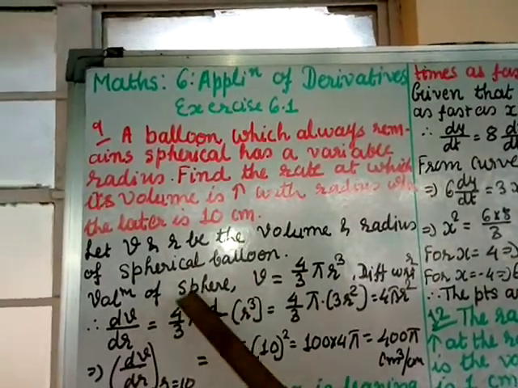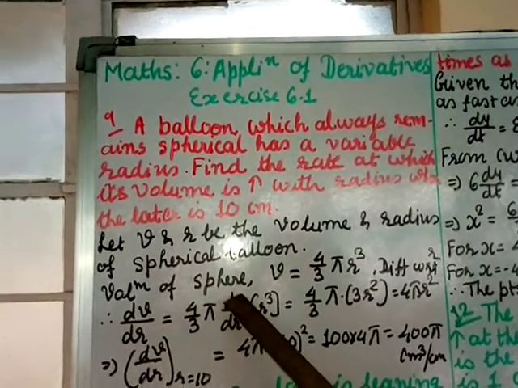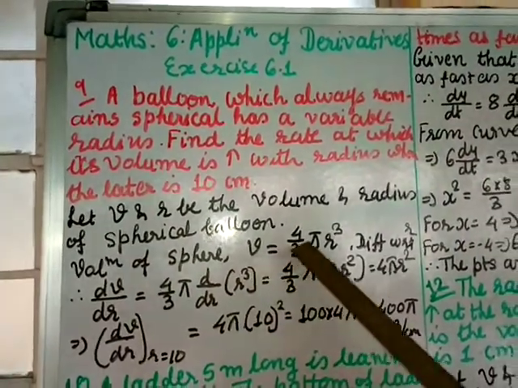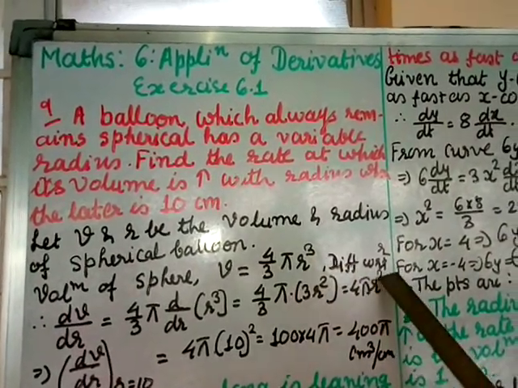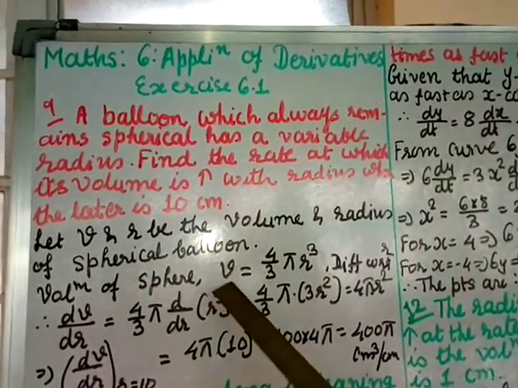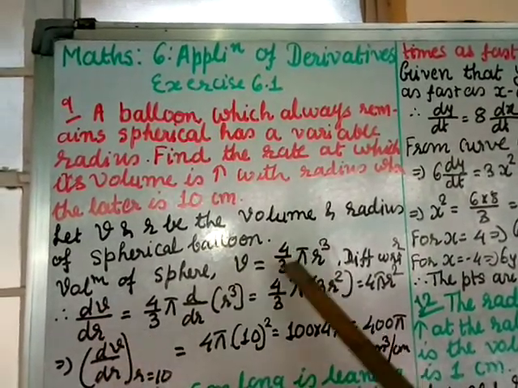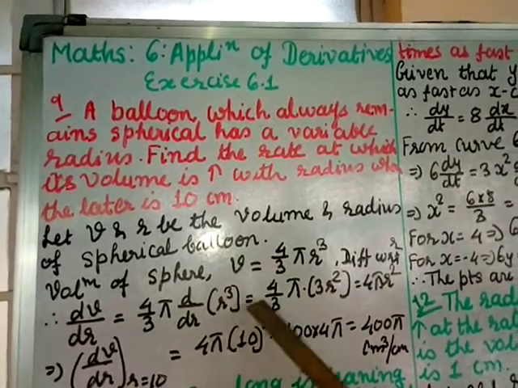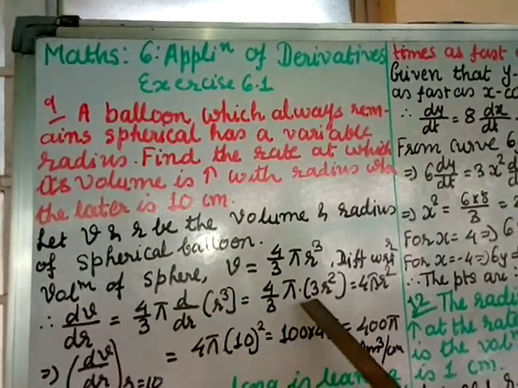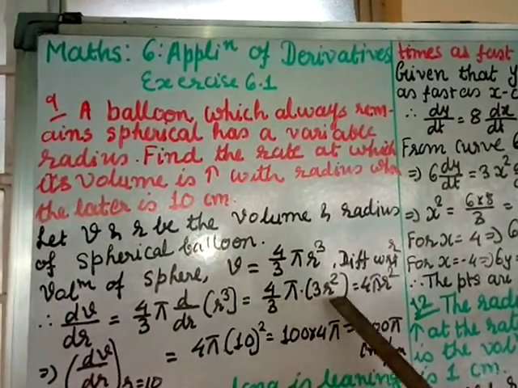Since the balloon is spherical, we will use the volume of the sphere formula. So volume of the sphere is equal to 4 by 3 pi r cube. Differentiate with respect to r, because the rate of change in volume with respect to radius is asked. So dV by dr is equal to 4 by 3 pi into the derivative of r cube with respect to r, which is 3 r square. 3 cancels, so what you get is 4 pi r square.